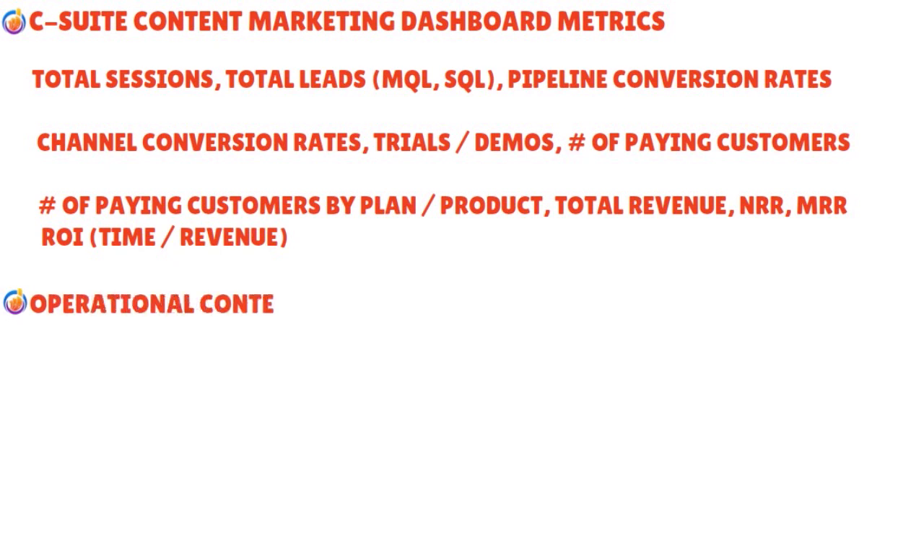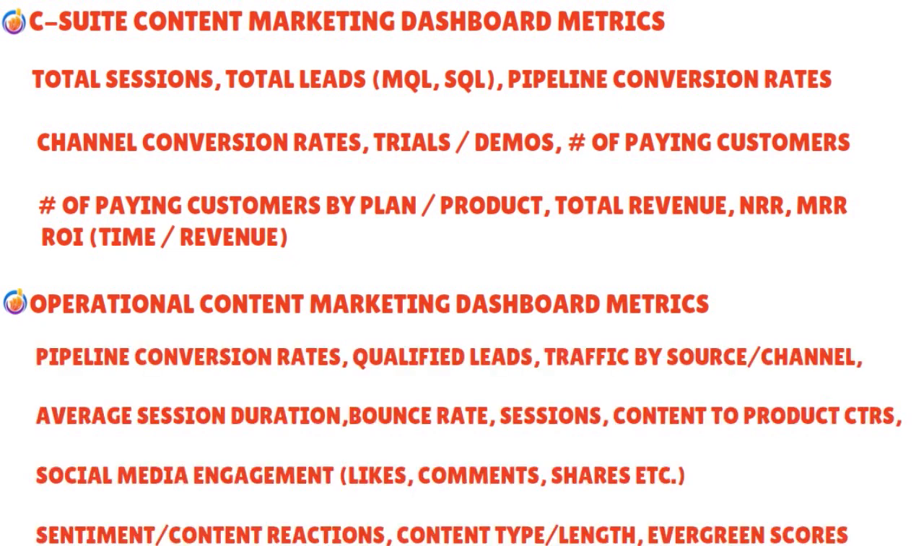Now I want to share with you the operational content marketing dashboard metrics. Again, I'm going to put this on the screen so it's pretty clear to everyone the kind of metrics I'm referring to. So from an operational point of view, you have pipeline conversion rates, you have qualified leads. Okay, so this is kind of cool. Qualified leads. You have traffic by source or channel. You have average session duration. So this is an important element.